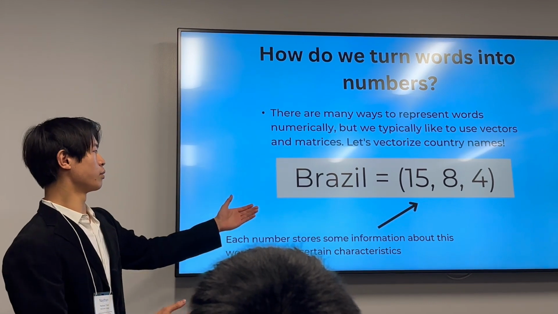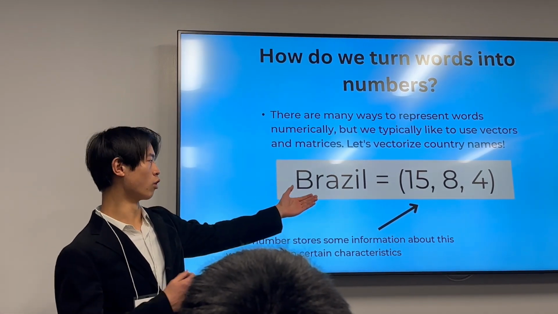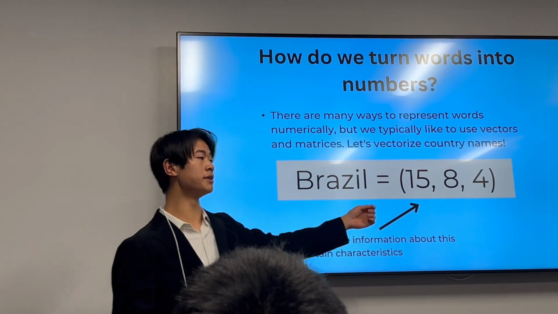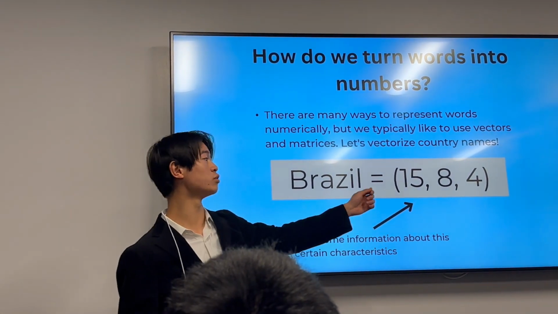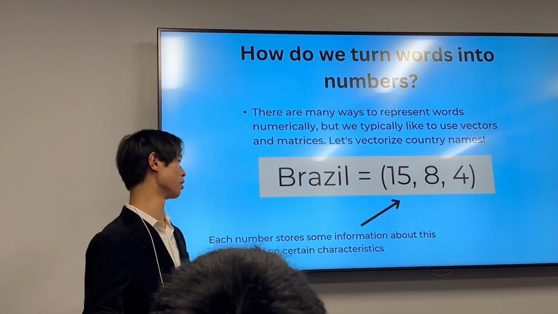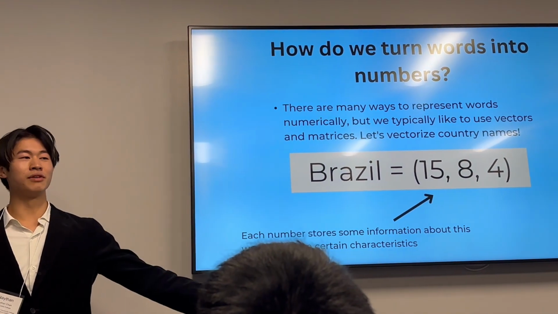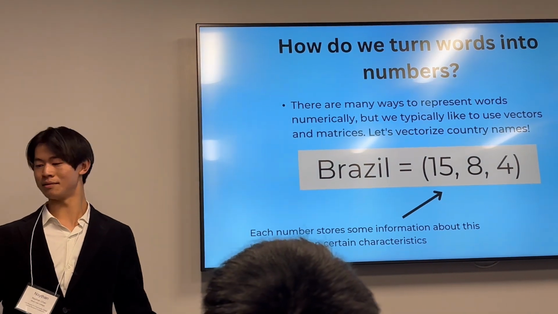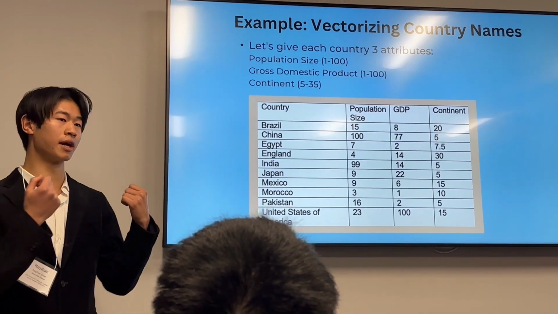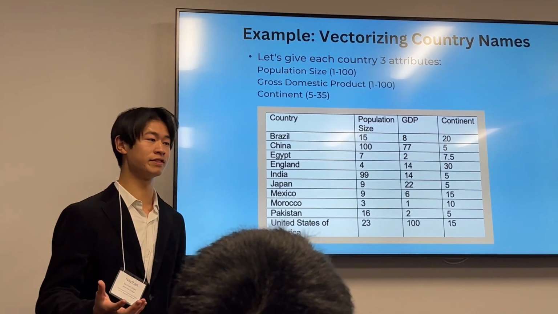So to start with, we're going to have the country name, a word, on the left-hand side, and we're going to set it to a vector on the right-hand side. And you'll notice this is a three-dimensional vector. It has an x, y, and z component. Each component stores some information about the word. Okay, you might be wondering now, what does 15, 8, and 4 mean? Well, I'm going to arbitrarily assign 3 characteristics for the sake of simplicity.